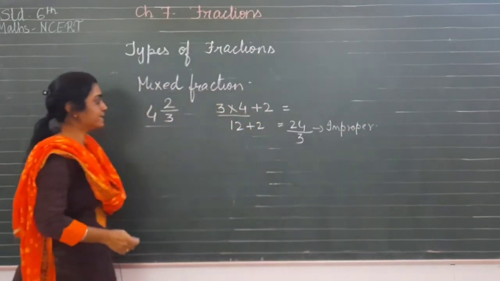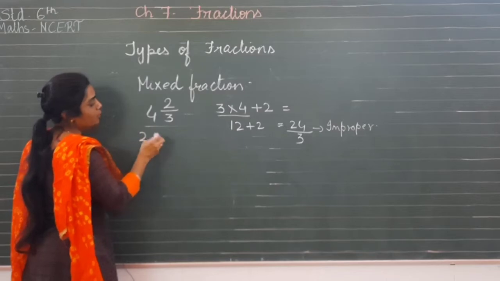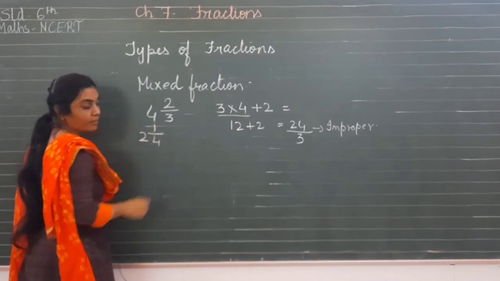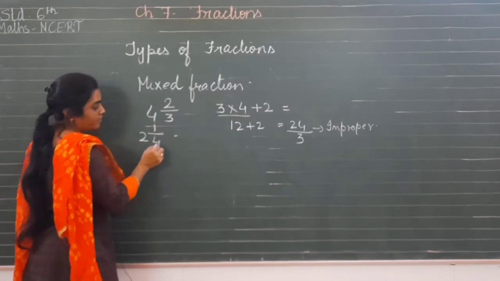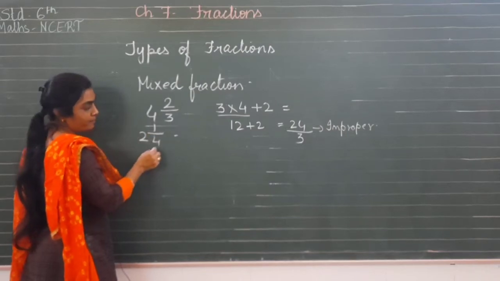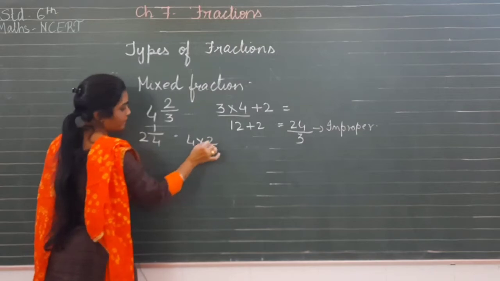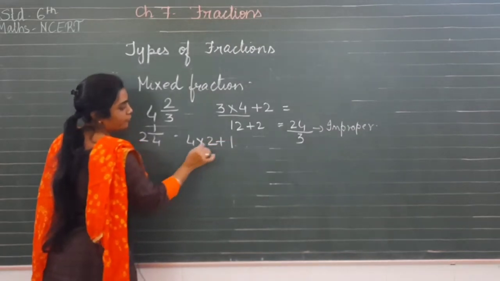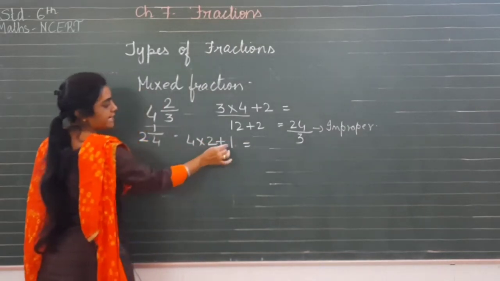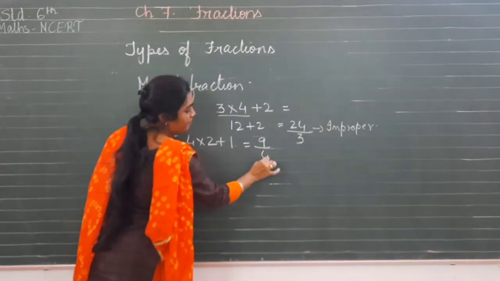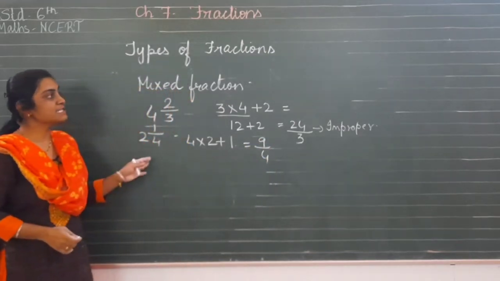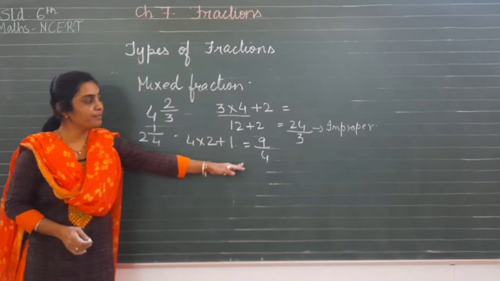Let us take another example. 2 integer 1 upon 4. We will convert this into an improper fraction. 4 multiplied by 2 plus 1. 4 2s are 8. 8 plus 1, 9 upon 4. So this mixed fraction is converted into an improper one.